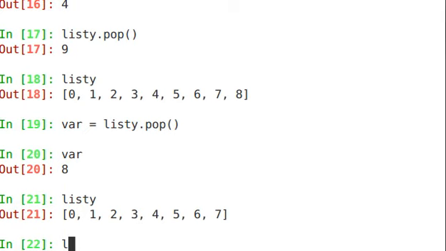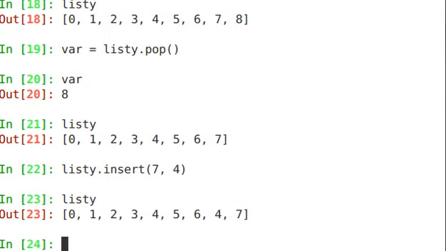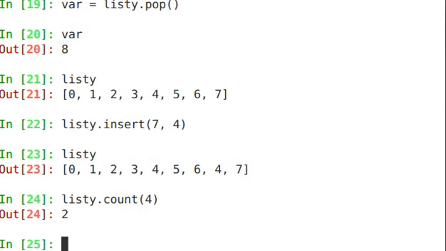So let's do listy.insert before position 7. We'll put another 4 in here. And as you see, we have 2 different 4s. There is a function called count, listy.count, and that'll tell you how many times something exists in a list. So 4 exists 2 times in the list listy.